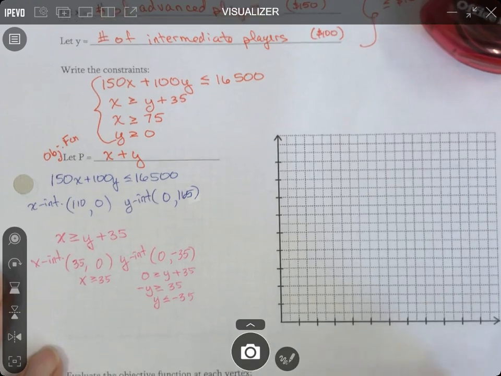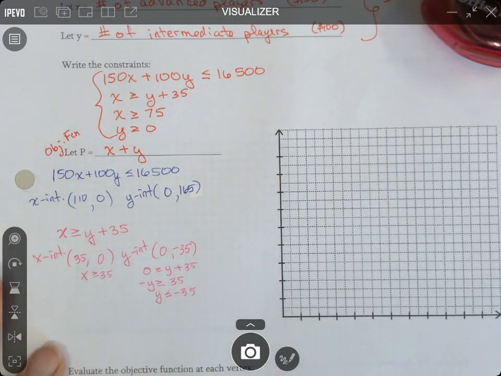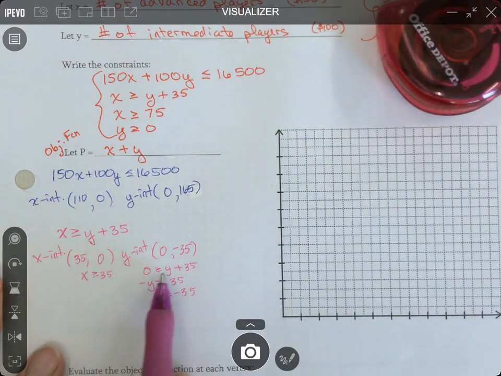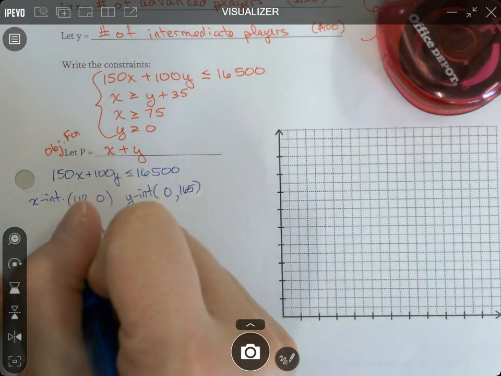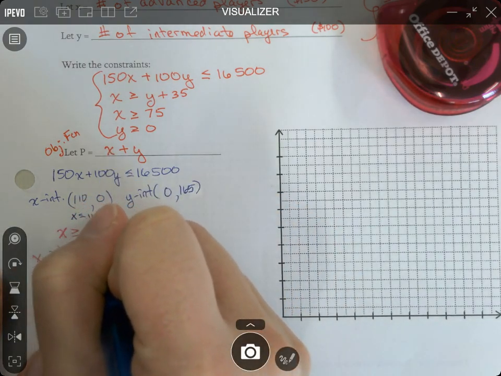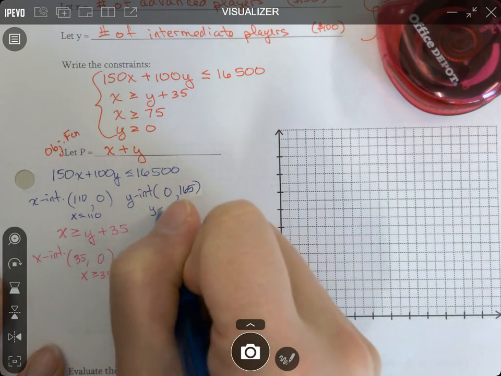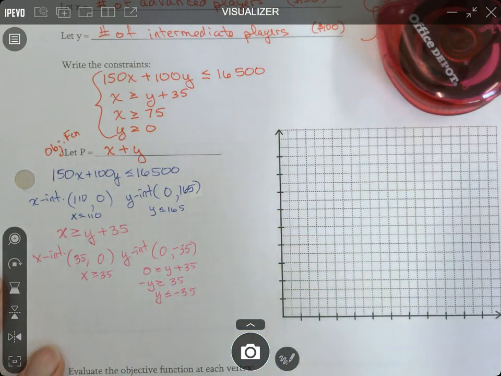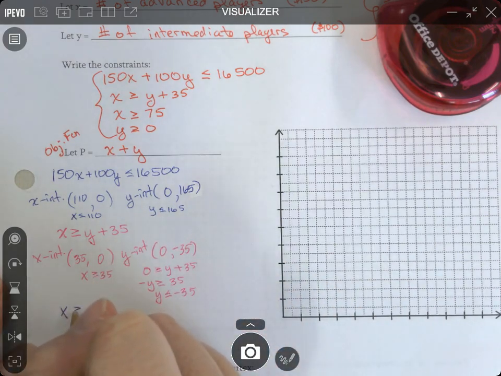That's not really going to work for me because I don't have it. I'm not going to have a negative 35 in my graph. Do you see the issue I'm having with this, with the y-intercept here? So we'll talk about that when we graph. I should show here x was going to be less than or equal to 110. And when I solve this, y was going to be less than or equal to 165. What kind of line is the x is greater than or equal to 75 going to be?